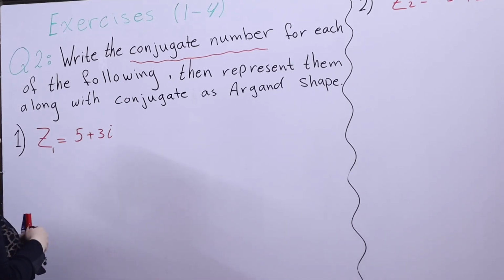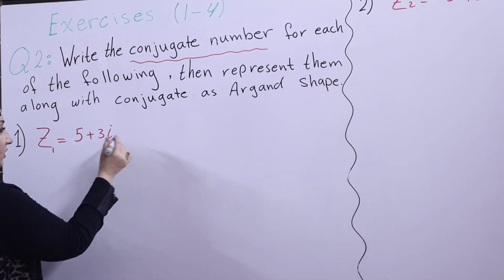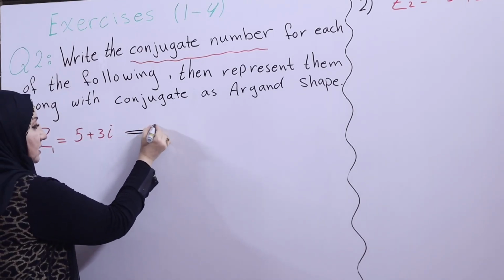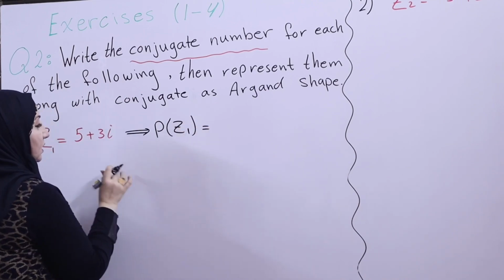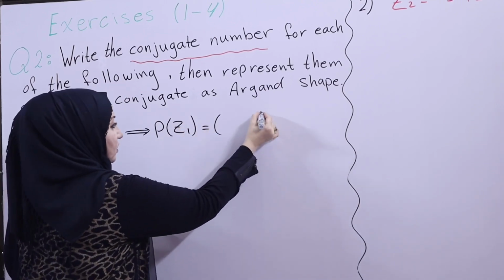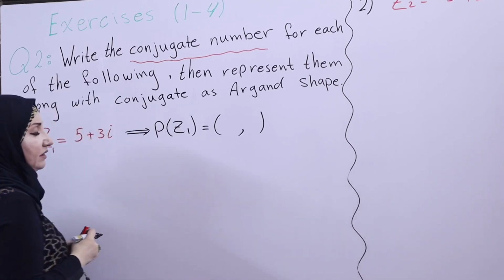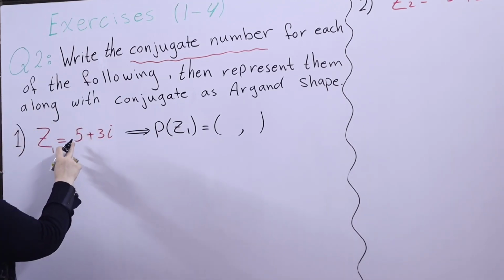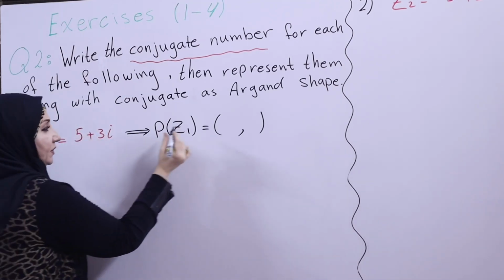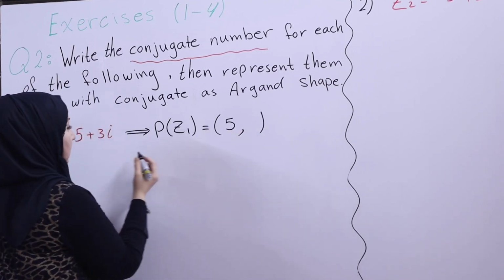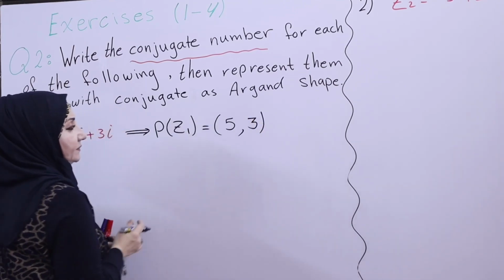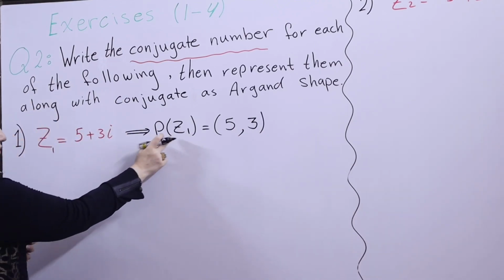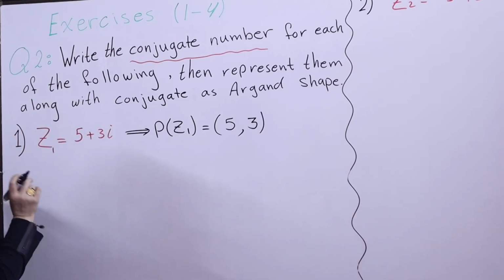This is the complex number. So the point which represents this complex number will be the point which represents Z1. We will write it as an ordered pair, so that represents the Cartesian form. The real part will be the x coordinate and the imaginary part will be the y coordinate. So this is the point which represents Z1.